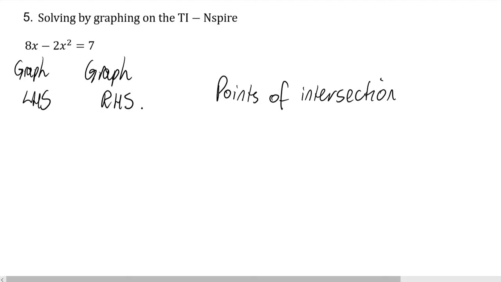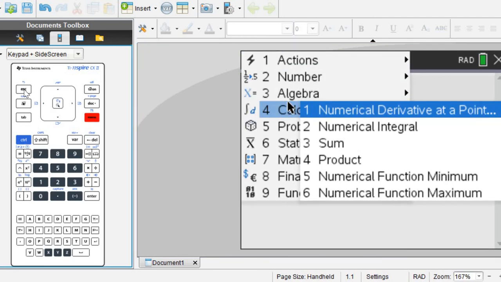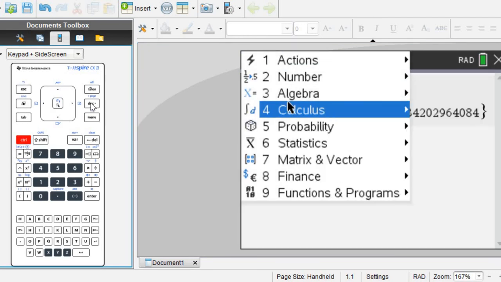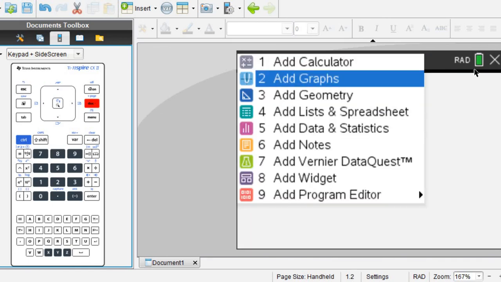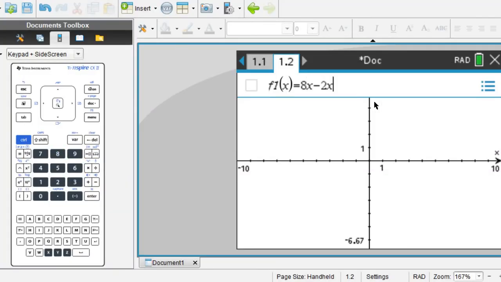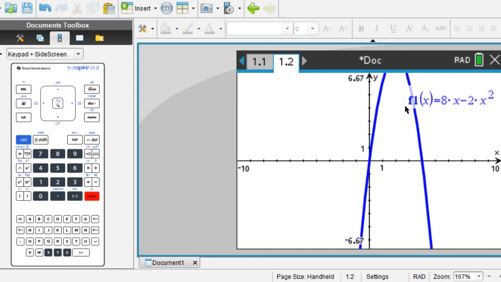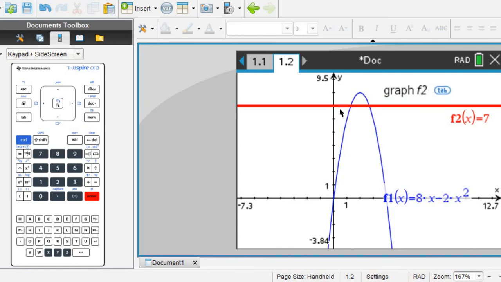So if we go back to our GDC, and now we want a graphing page. And on the left-hand side, we've got 8x minus 2x squared. There's our graph. Okay, it's a quadratic. That shape is called a parabola. And then press Tab and type in the right-hand side, which was 7. You'll see that it intersects in two places.